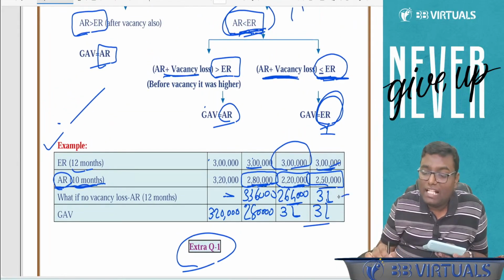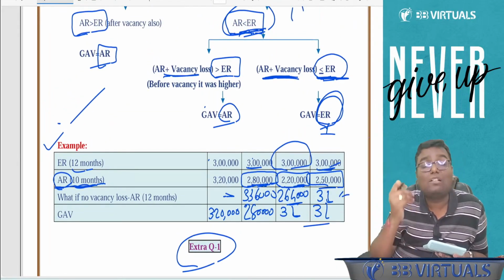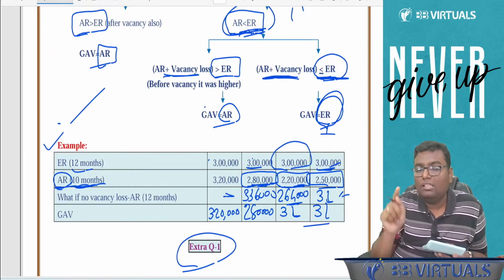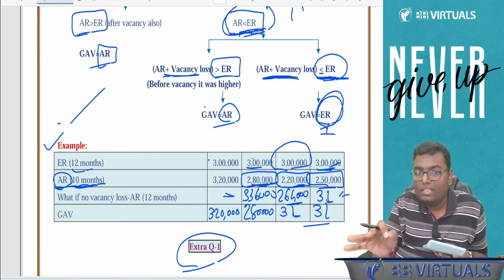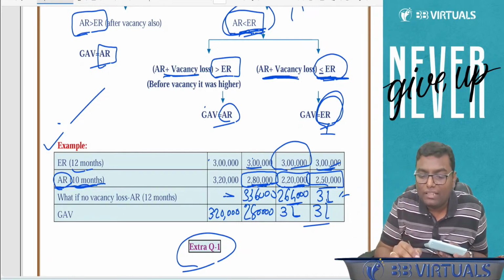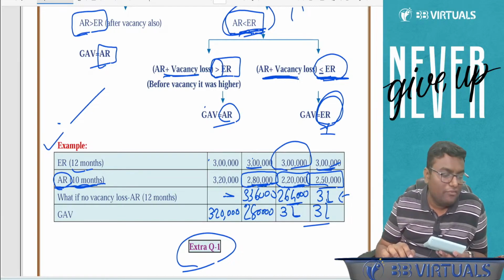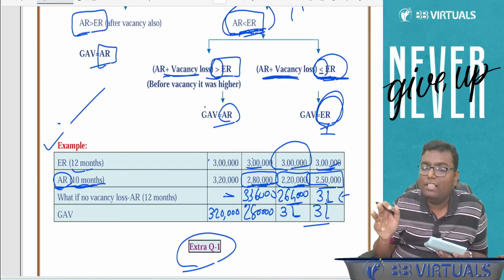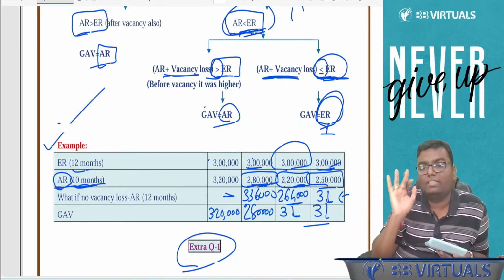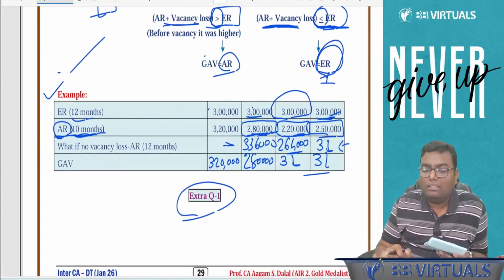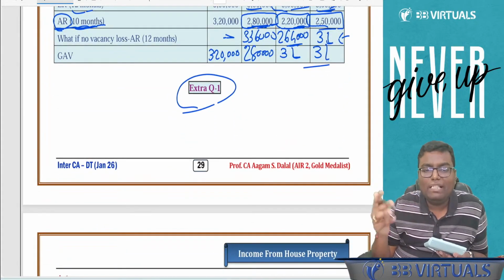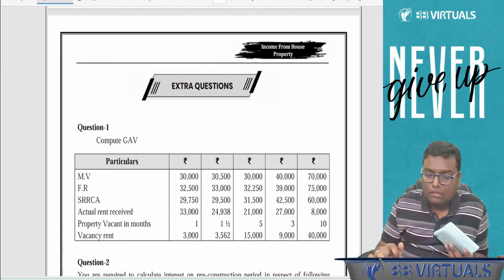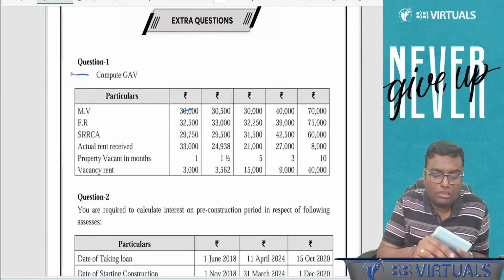If it would have been 3 lakh 1,000, let's say, then it would have been okay. Concession would have been given. Actual rent will become your GAV only if that notional rent is more than expected rent. If it is less than or equal to expected rent, concession will not be given and it will always be expected rent. To get some more clarity, I have drafted one more question, extra question number 1.